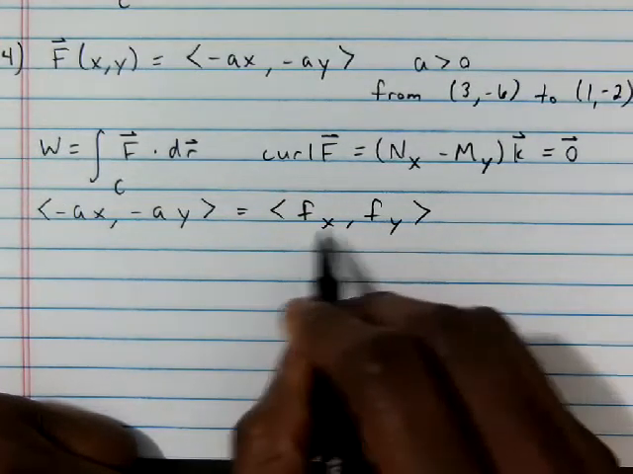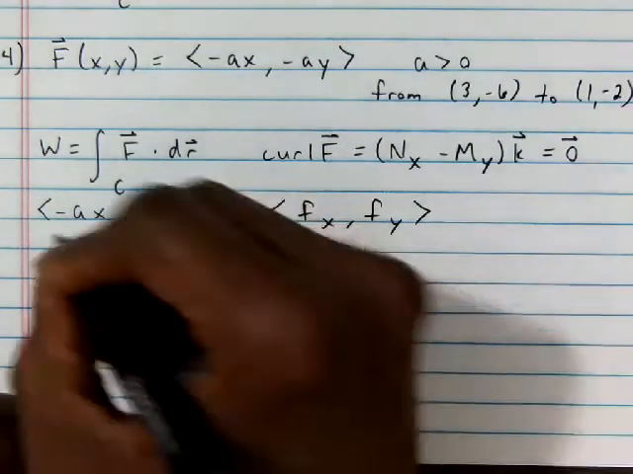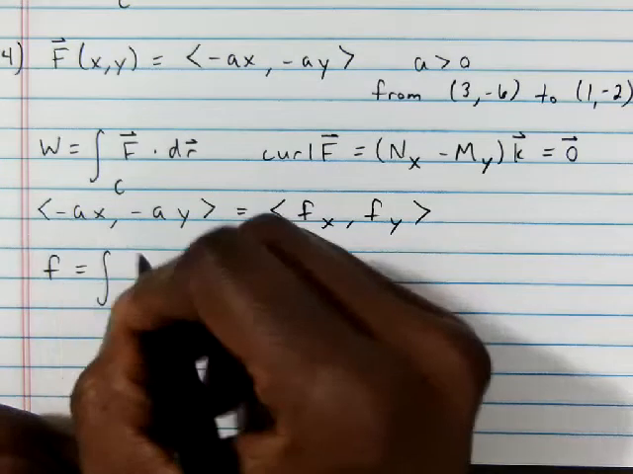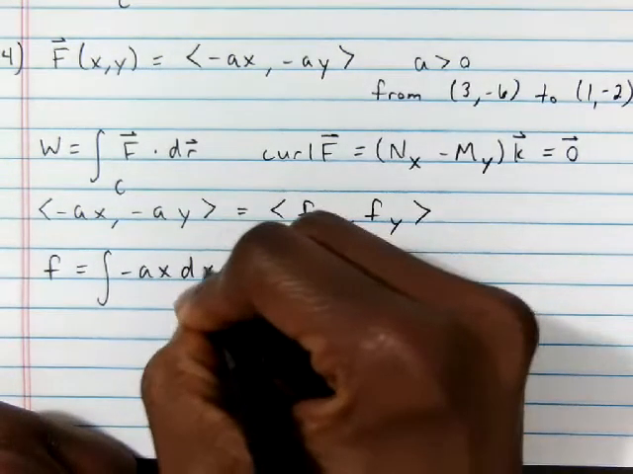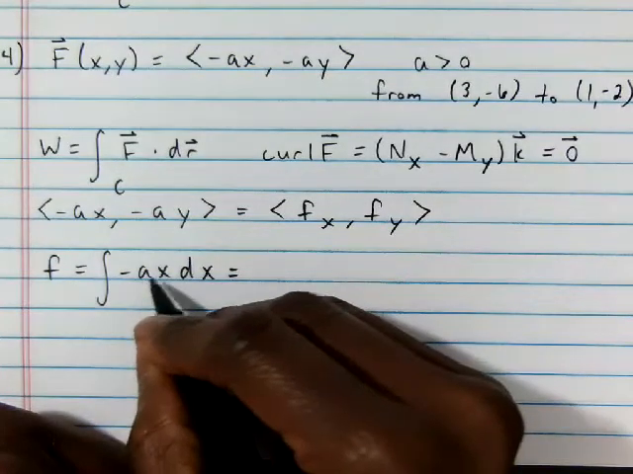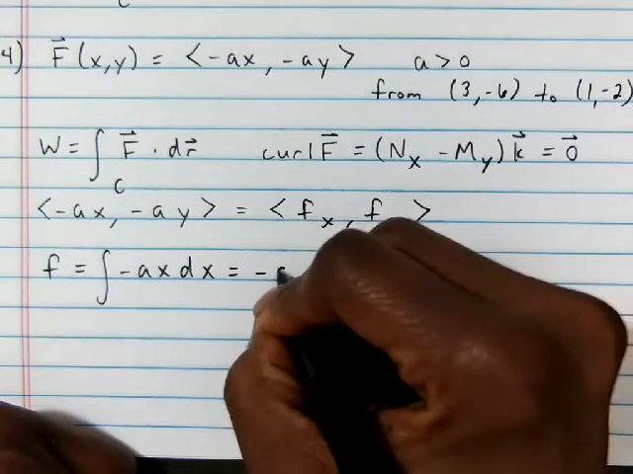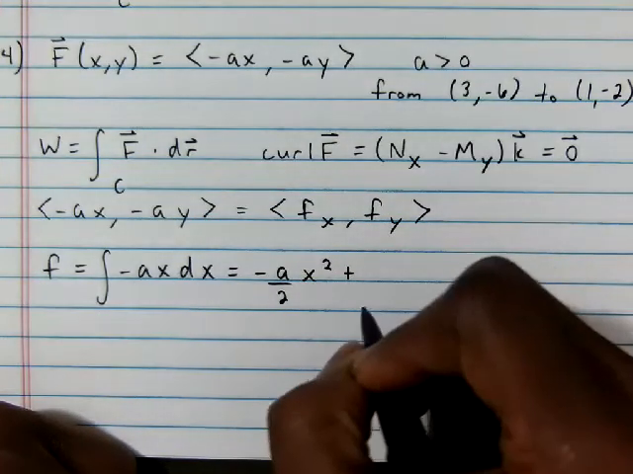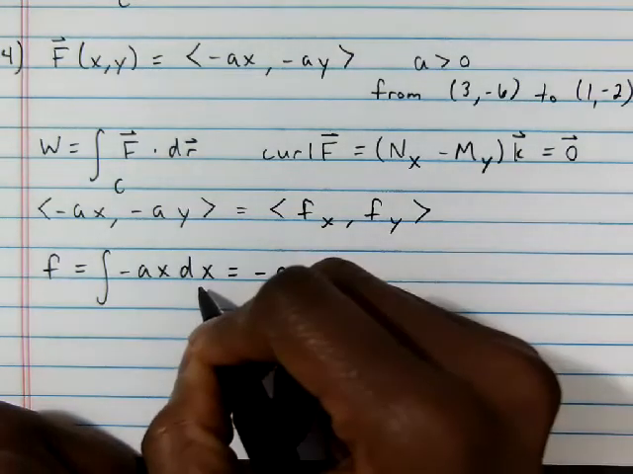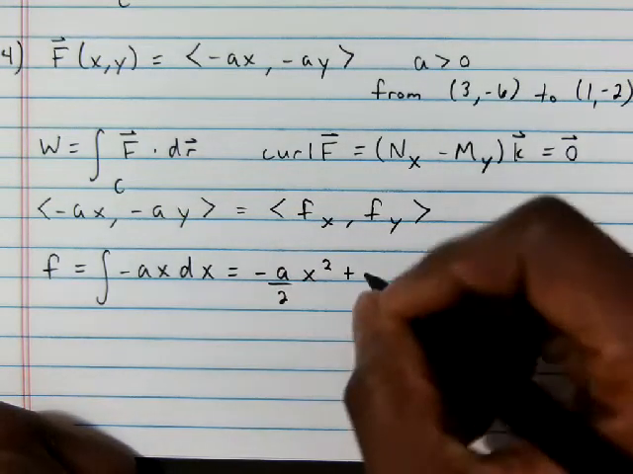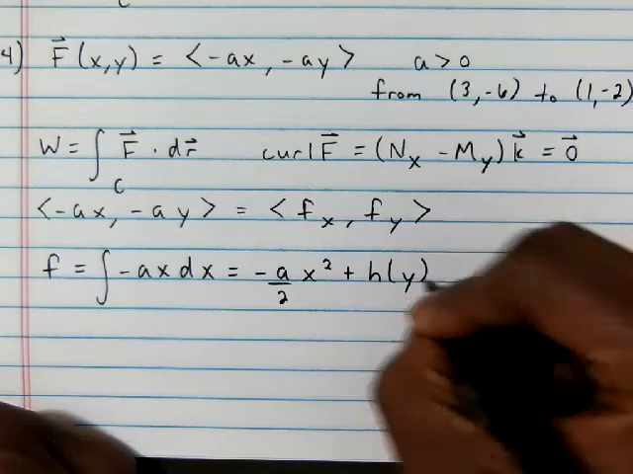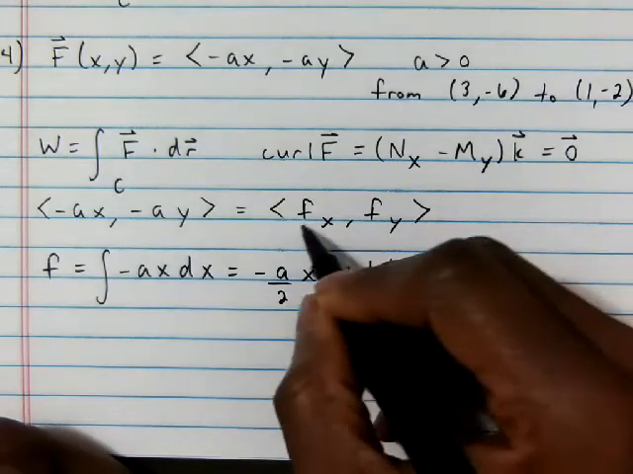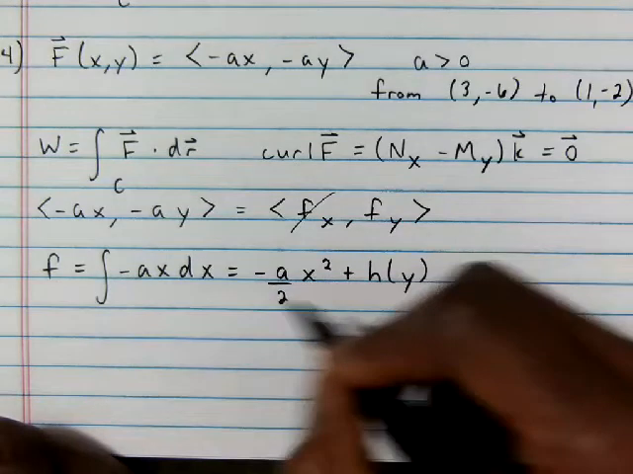So you pick whichever one of these you want to. I'll do the f sub x one. So f is going to be the integral of f sub x, which is the integral of negative ax with respect to x. And that's going to give me negative a over 2 x squared plus, sorry, not c, plus a constant of integration. We're integrating with respect to x, meaning we're treating y as a constant. So our constant of integration can be a function of y. So we have f equals this. We already used that. So now we're going to take the partial of this with respect to y.